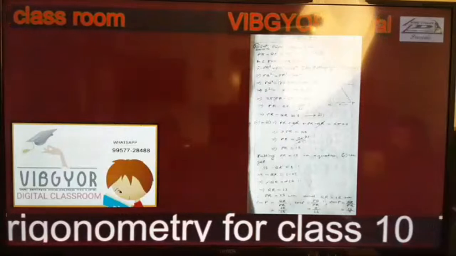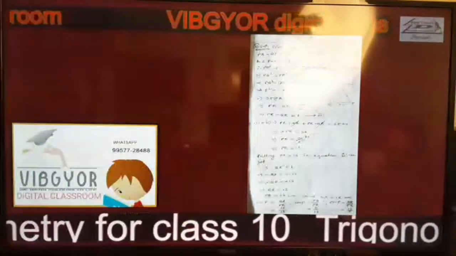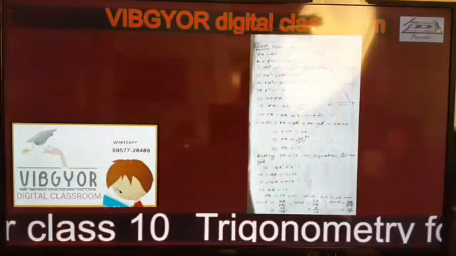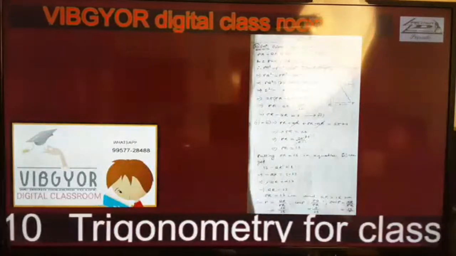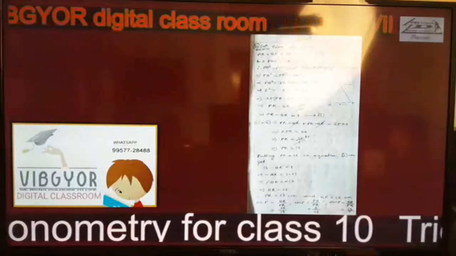Then cos P. Cos is the ratio of base and hypotenuse. Here base is PQ and hypotenuse is RP or PR. So we are putting the value of PQ as 5, the value of PR as 13.